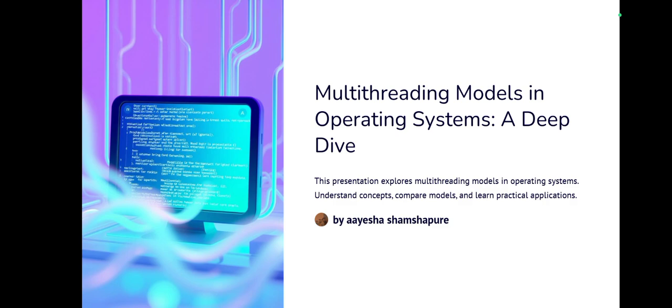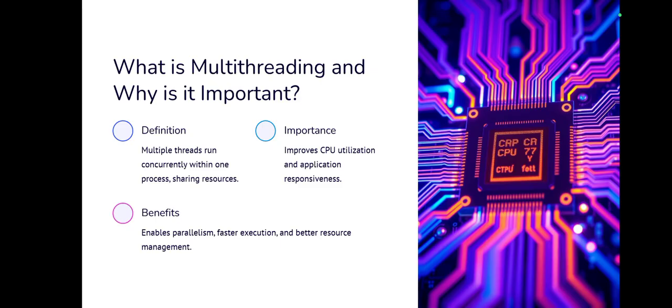Today I am here to speak on a topic of operating systems, that is multi-threading models. So let's see what multi-threading is and why it is important. Multithreading is a programming and execution technique in which a single process creates and manages multiple threads of execution within itself, allowing multiple tasks to run concurrently.